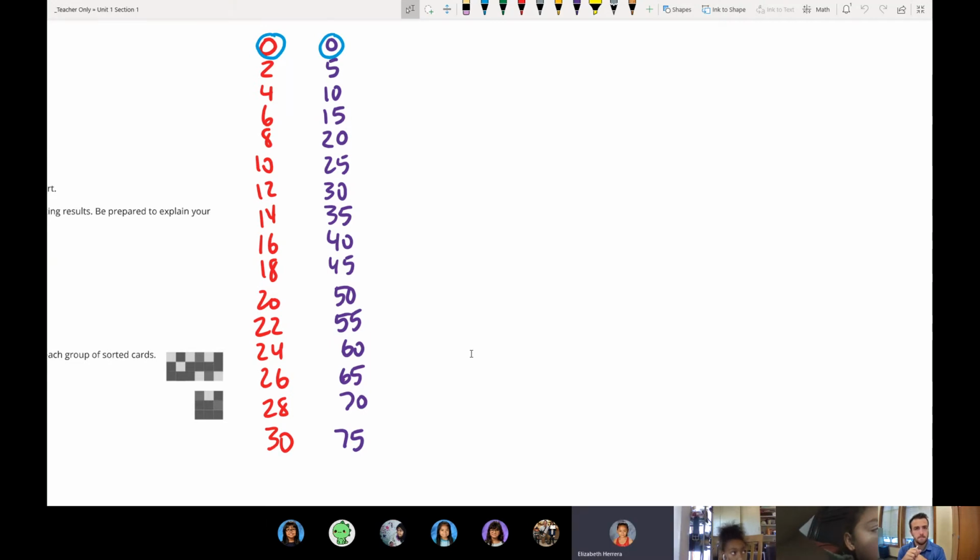I see on the first one that it's like 2, 4, 6, 8 each time. Like skip counting by 2. Yes, skip counting by 2. So we're skip counting by 2 each time. So +2, +2, +2 as we keep on going. Okay, thank you.